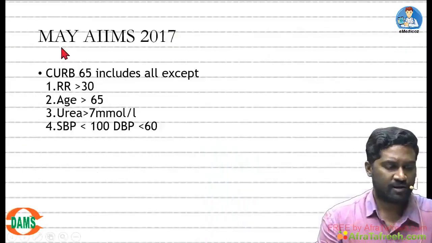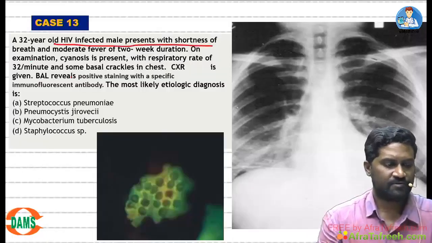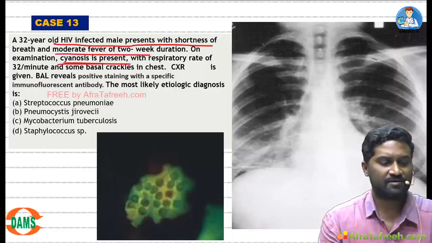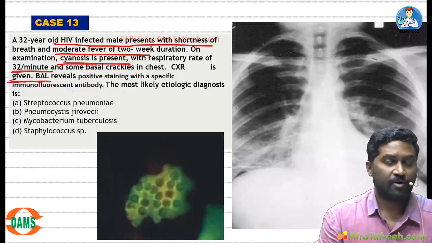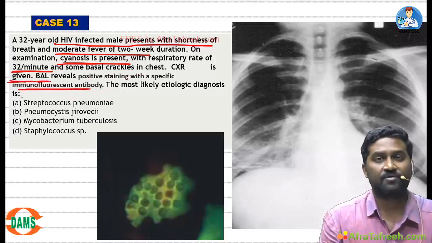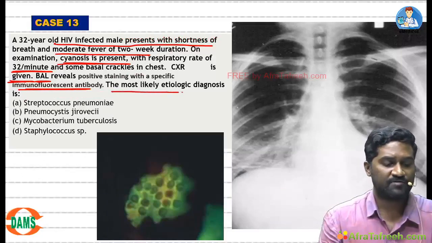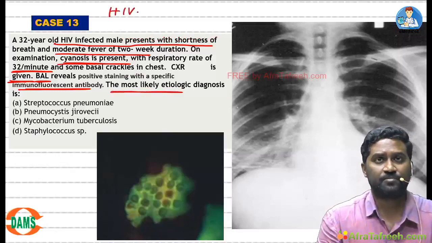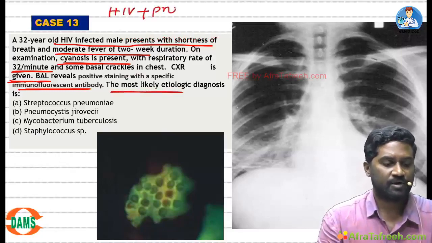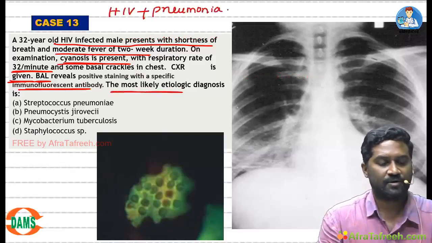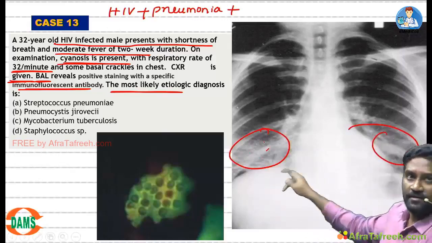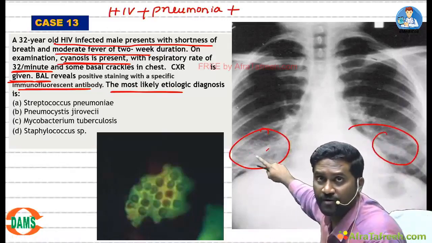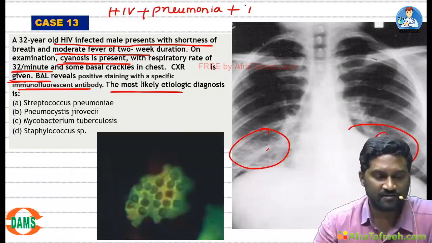A 32-year-old HIV patient with shortness of breath, moderate fever, on examination cyanosis is present with respiratory rate 32 per minute and some crepitations. Chest X-ray is given. It required bronchoalveolar lavage and we have done immunofluorescence staining. It was positive. Most likely diagnosis? So in the question, positive points: HIV with pneumonia because there is a fever, shortness of breath. And what is this X-ray? You see more of interstitial pattern. See in the X-ray there is no consolidation, more of haziness. Interstitial pattern.